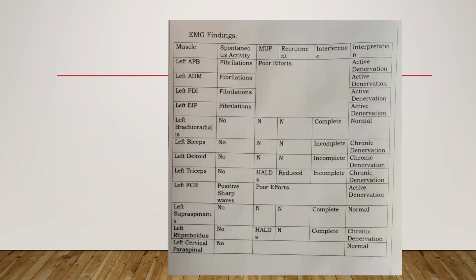Yes. Rhomboids is showing denervation. Left rhomboids. Supraspinatus is spared, but rhomboids is showing denervation. You are saying that it is pan-plexus, then why are rhomboids showing denervation? It means, ma'am, the root is also involved, no? Yes, ma'am, it is the C5 root. It is the root branch, so it is also showing changes. So then there is a possibility of root involvement now. But the SNAPs are affected.